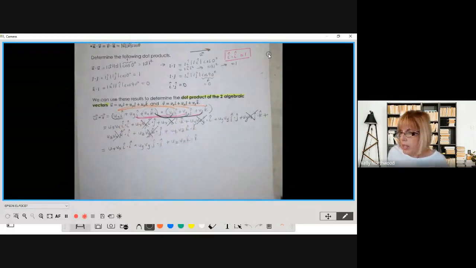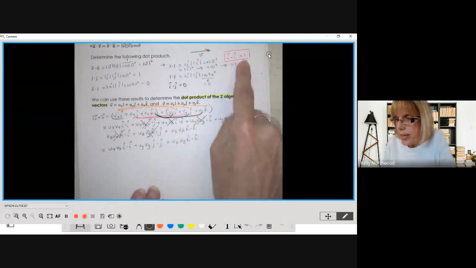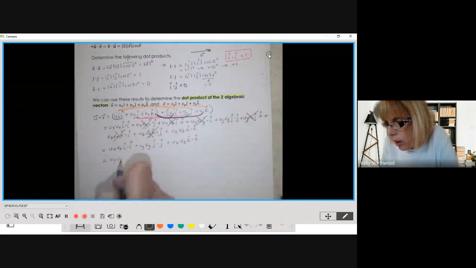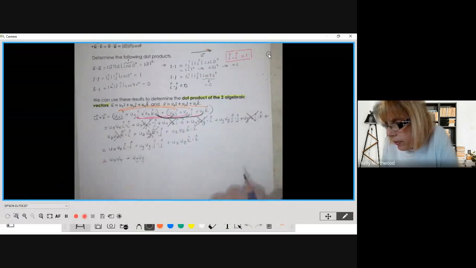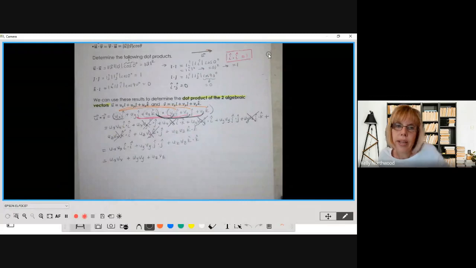So from 9 multiplications, I went down to 3, but I also know up here, I hat dot I hat is 1. When you dot a vector to itself, you get its magnitude squared, and the magnitude of a unit vector is 1. So I can simplify this further. This is going to be ux vx times 1, which is just ux vx. Same here, plus uy vy times 1, plus uz vz. So that's the dot product of 2 algebraic vectors.